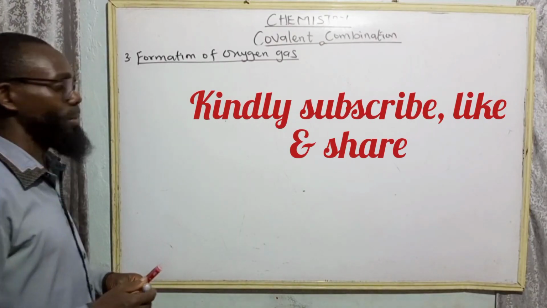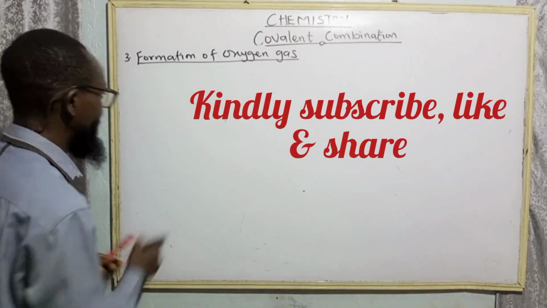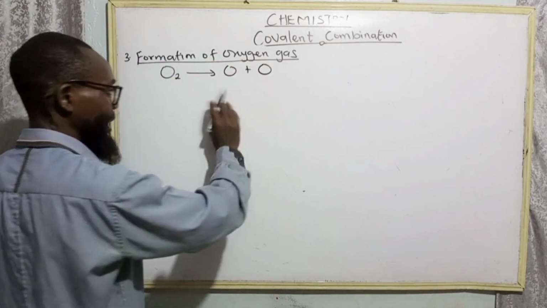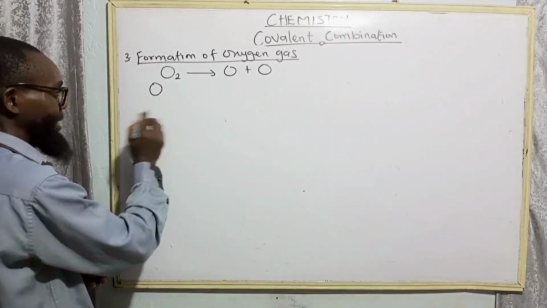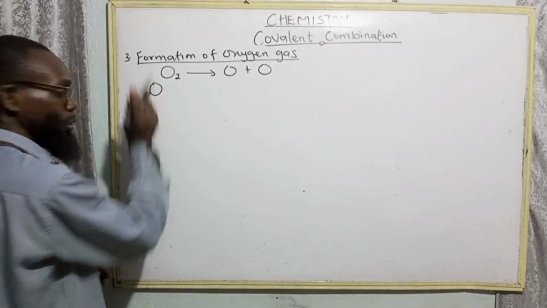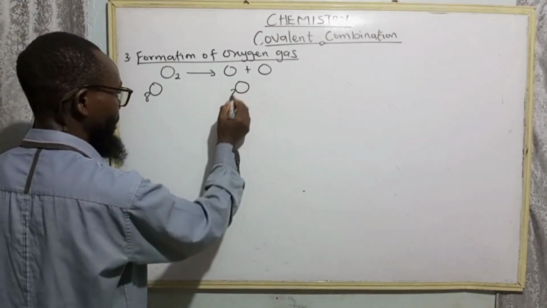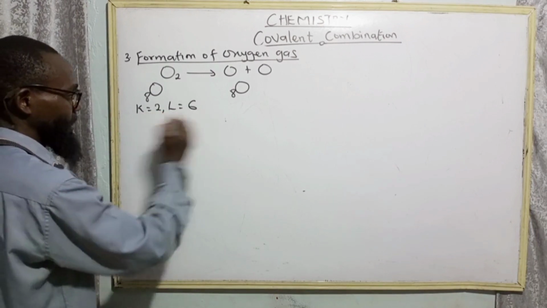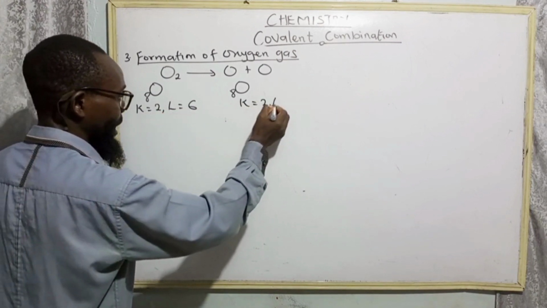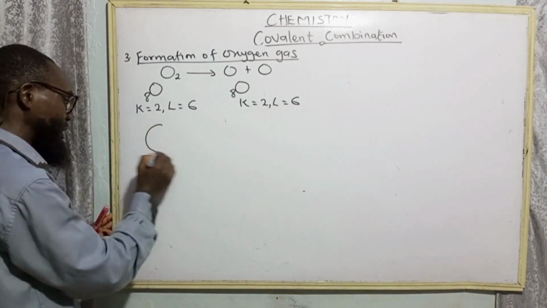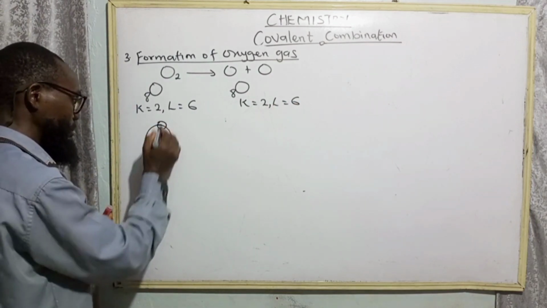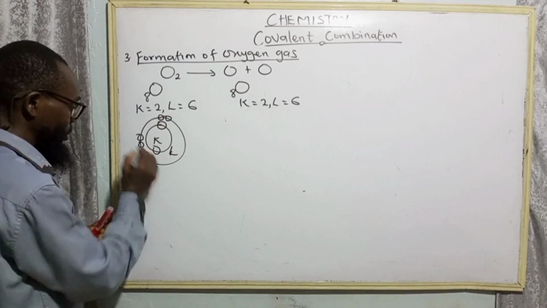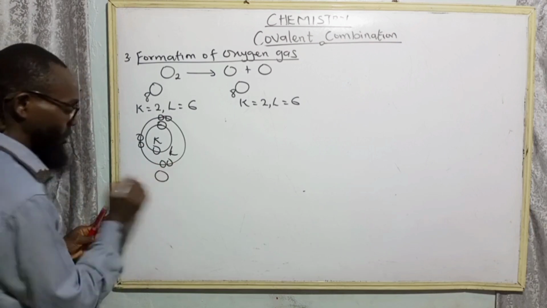Example 3. Formation of oxygen gas. Oxygen is O2, which is an oxygen atom plus another oxygen atom. The first oxygen atom has an atomic number of 8, as we know. The second one also has an atomic number of 8. So we have K shell to be 2, L shell to be 6, and K shell to be 2, L shell to be 6. So K shell, L shell, 2, 4, 6. So this is the oxygen atom.